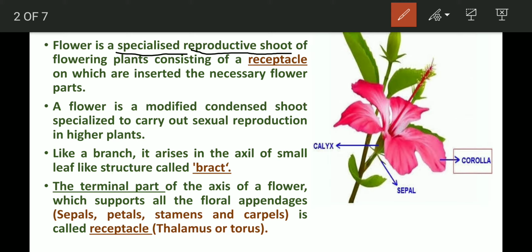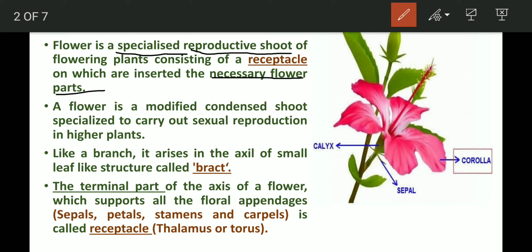Okay, so it consists of a receptacle. I will show you in the diagram what the receptacle is. Receptacle basically is that portion which is holding all the flower parts. The basal portion of the flower which is holding all the flower parts is called the receptacle, on which are inserted the necessary flower parts.